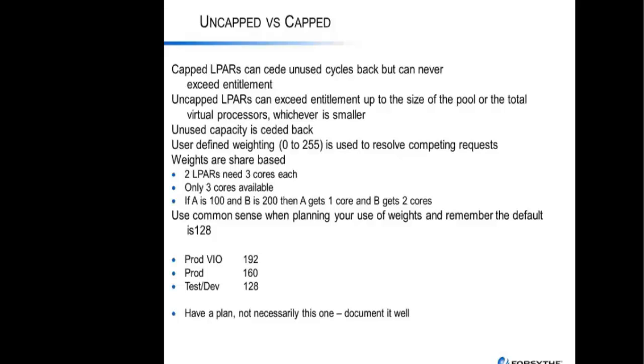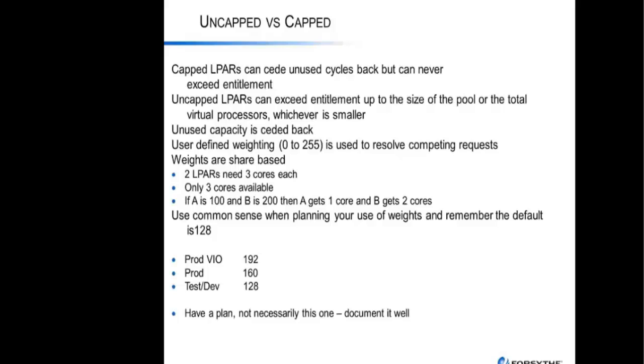Now those uncapped LPARs are the ones I was just talking about, where I need you to pay attention to your VPs to entitlement. When it comes to weights, which you have to put a weight on each LPAR, you need to keep in mind those are share-based, and this goes back to Workload Manager, which came out in AIX 4.3.3. So the example I have here is that if I have 2 LPARs that need 3 cores each, one of them has a weight of 100 and the other one has a weight of 200, then the first one would get 1/3 of the resource and the other one would get 2/3 of the resource. It's pure weights. So what you have to do is plan out your weights, and the default is 128.